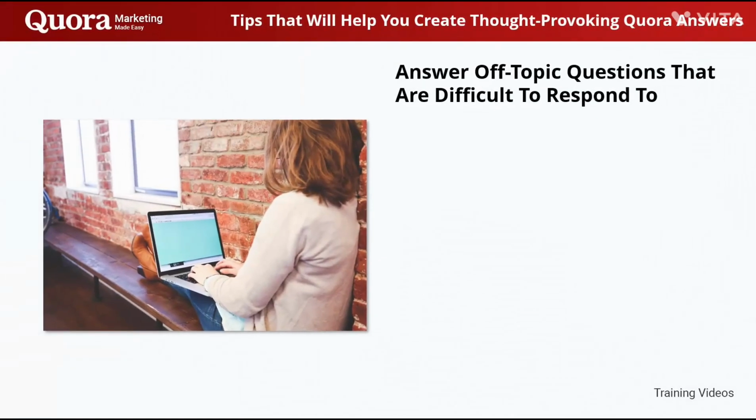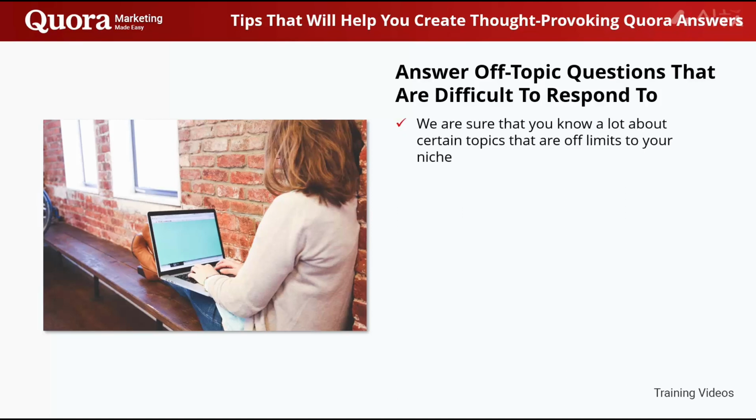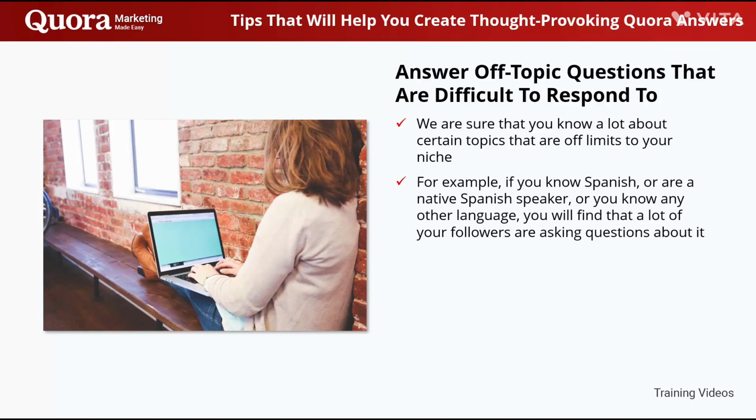Answer off-topic questions that are difficult to respond to. We are sure that you know a lot about certain topics that are off-limits to your niche, but they're a great opportunity to build a genuine connection with certain members of your audience. For example, if you know Spanish or are a native Spanish speaker, or you know any other language, you will find that a lot of your followers are asking questions about it. You will also notice that a lot of the time these questions go unanswered because they're difficult to answer, and the people who know the answers don't use Quora.